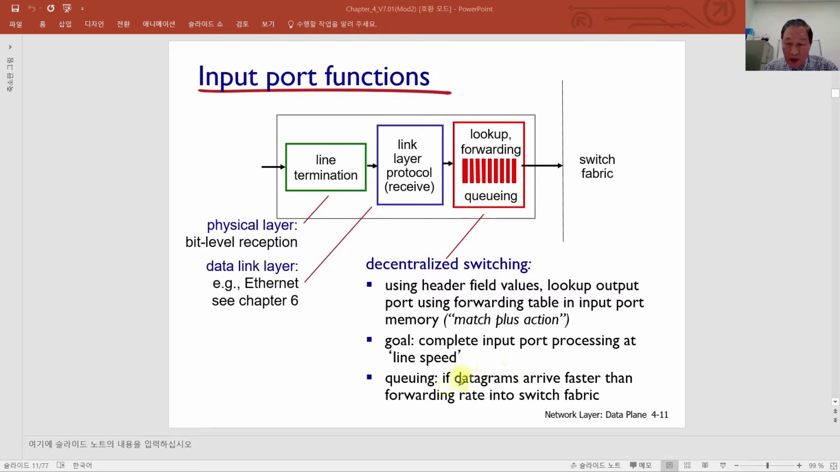Queuing is explained here. If datagrams arrive faster than the forwarding rate, this is going out. And if the incoming rate is much faster than the forwarding rate, then they should be stored in this waiting buffer. That is the queue, and that action is called queuing.